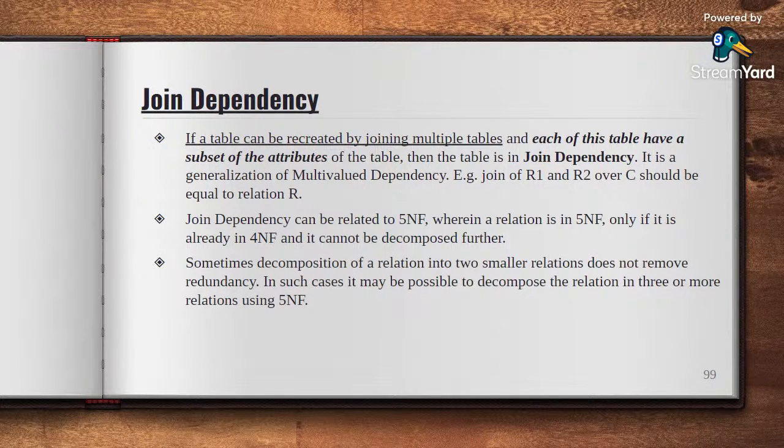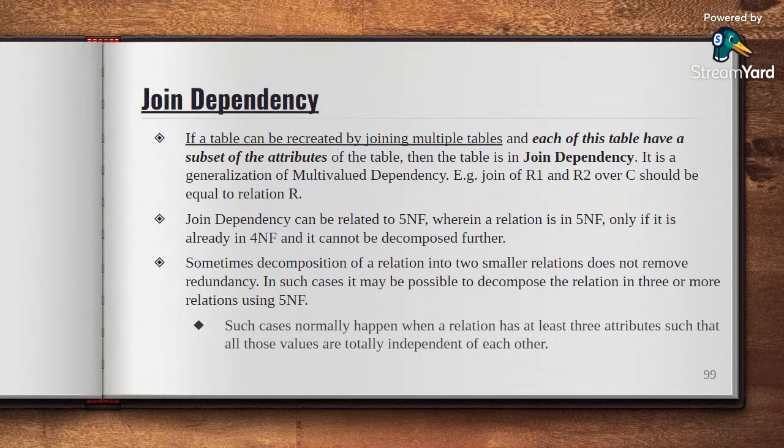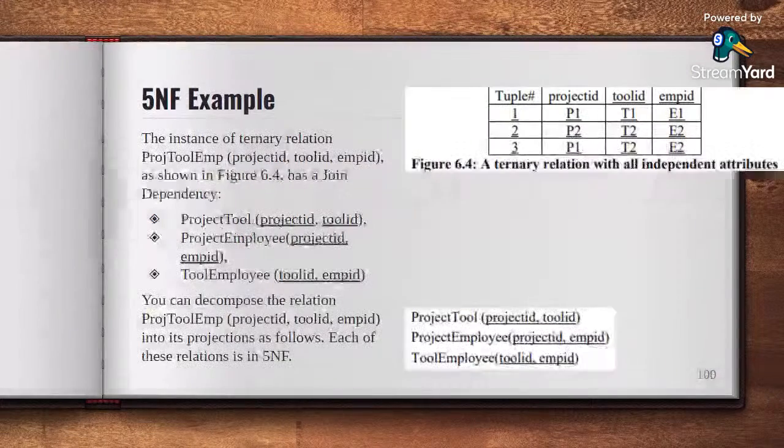Sometimes decomposition of a relation into two smaller relations does not remove redundancy. In such cases, it may be possible to decompose the relation in three or more relations using 5NF. Such cases normally happen when a relation has at least three attributes such that all those values are totally independent of each other.